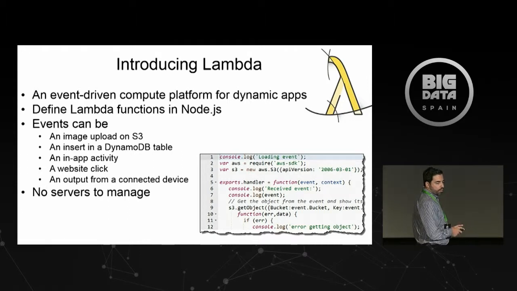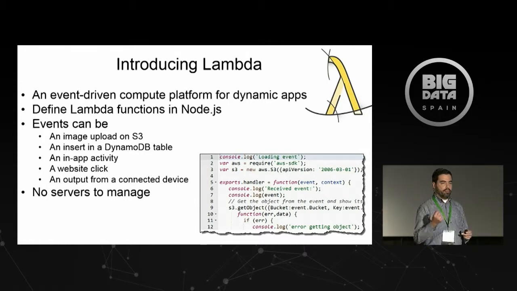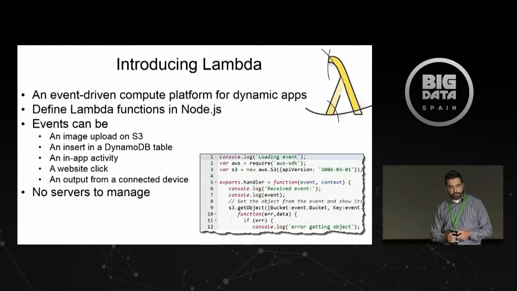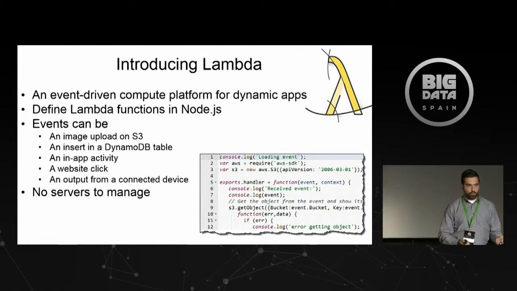You provide Lambda functions written in Node.js. You don't have to deploy them in any kind of server. You just register them to specific events, and those events can be different events that happen on the AWS side, or you can invoke them through the APIs. And then Lambda is going to execute those on the events that you registered with that. Again, no servers to manage. You just upload your code, and it just works.